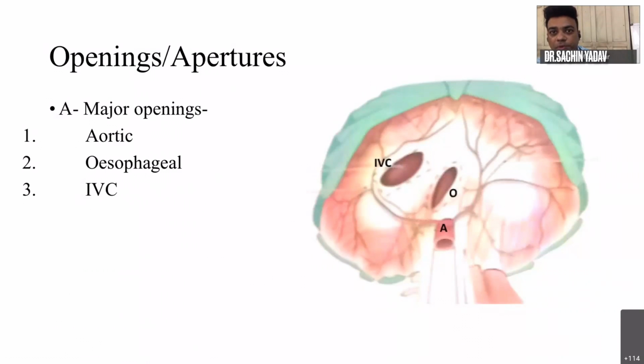That is the aortic opening or aortic hiatus. Okay, because it is not a circular opening like the other two, but it is a gap present posterior to the median arcuate ligament. Okay, and it is present at the level of the 12th thoracic vertebra.